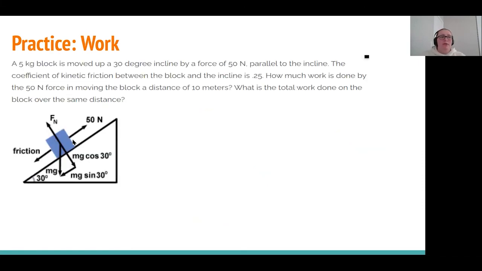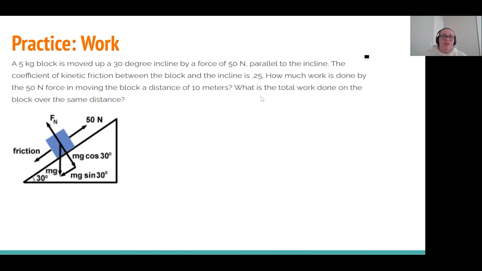We have a 5 kilogram block, which is moved up a 30-degree incline by a force of 50 newtons, parallel to the incline. The coefficient of kinetic friction between the block and the incline, so that's mu, is equal to 0.25. How much work is done by the 50 Newton force in moving the block a distance of 10 meters? So that's the first question. Just what is the work done by the 50 Newton force?